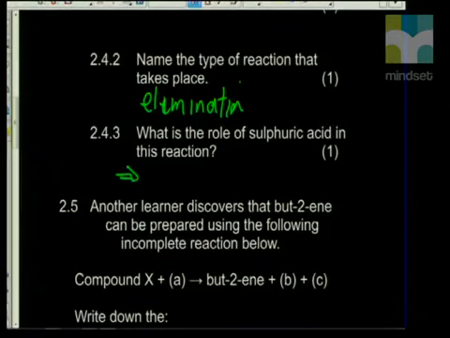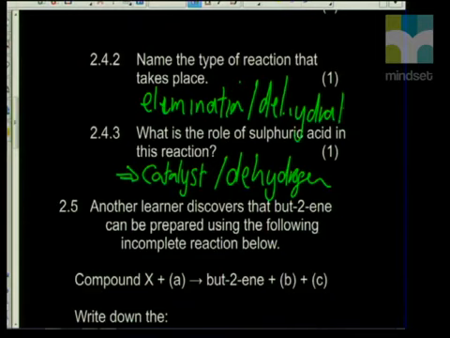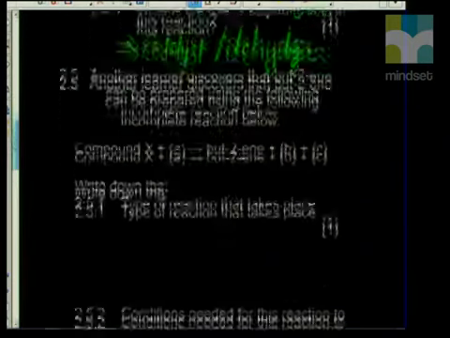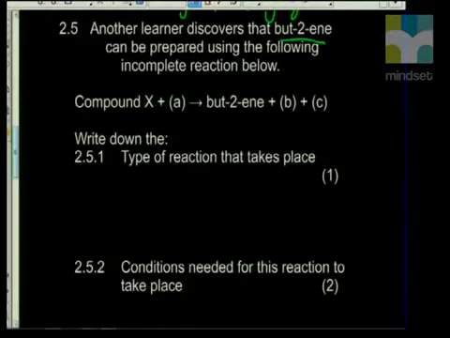And what role is the sulfuric acid in this? It is a catalyst, but it is also known as a dehydrating agent. And that's probably the word I was looking for that I couldn't get. Elimination, dehydration. Let's put that, dehydration. So hydration, adding water, dehydration, eliminating water. Now, let's go to the last part of question 2, which says a learner discovers that but-2-ene can be prepared in another way.